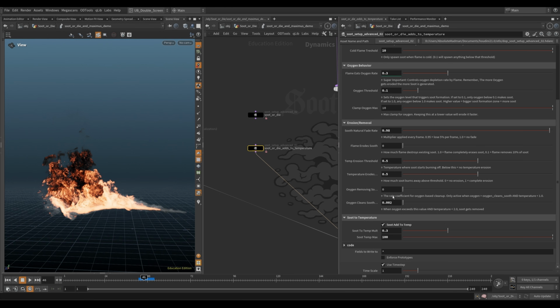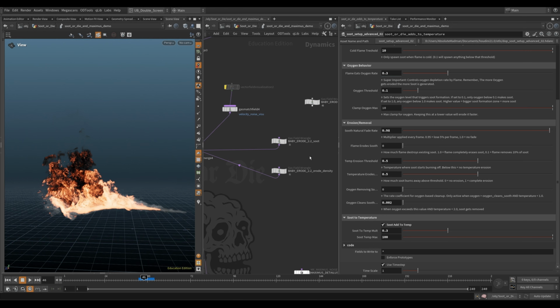If we do have oxygen still left in the simulation, or if oxygen for some reason comes back into the sim, based on this threshold, this is how much oxygen starts removing soot. You can use these two as well. I barely use this. I mostly just use erosion by temperature or just natural soot fade.